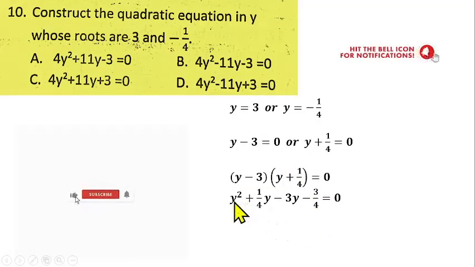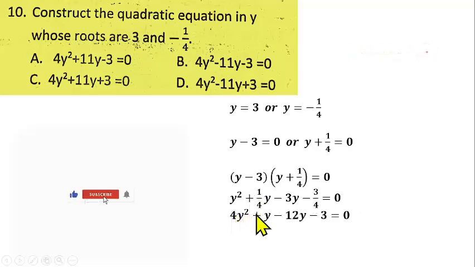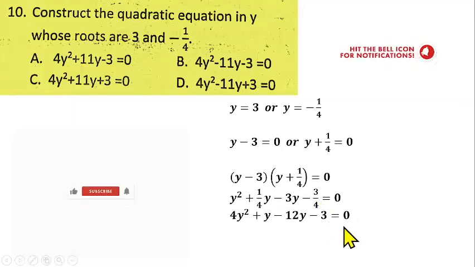From there you can multiply through by 4 so as to clear these denominators. So if you multiply this one by 4, you have 4y squared. Plus, if you multiply 1 over 4y by 4, the 4 will cancel the 4, so you have a plus y left. Multiply this one by 4, you have minus 12y. Multiply this one by 4, you have minus 3 equals 0.